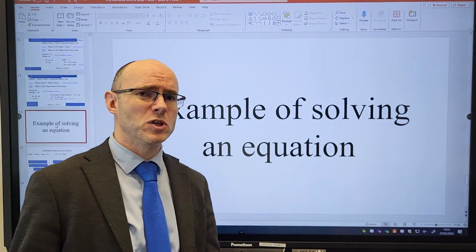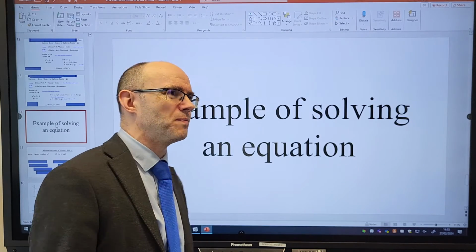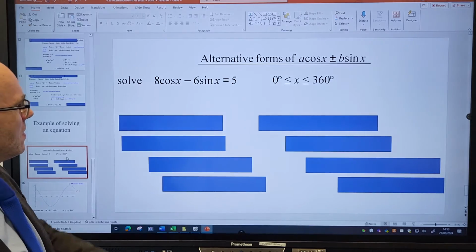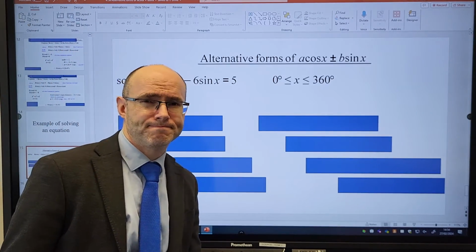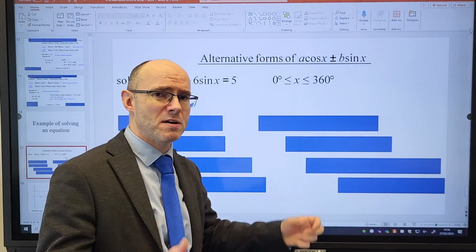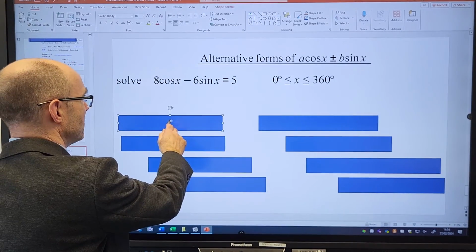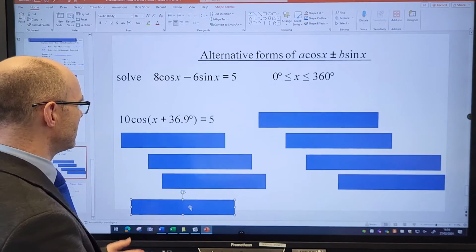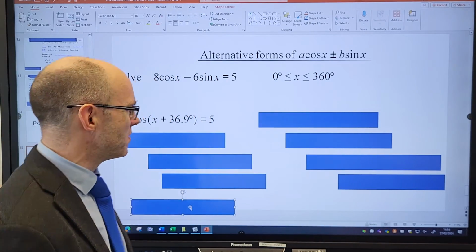Here's an example of how you can use this to solve an equation while I've just got some time and while it's actually on there. So here we go. Solve that equation there. First of all, choose whether you put it in the form r cos x plus alpha or r sine x plus alpha. So this one here, which one is it? Oh, there we go. It's 10 cosine x plus 36.9.